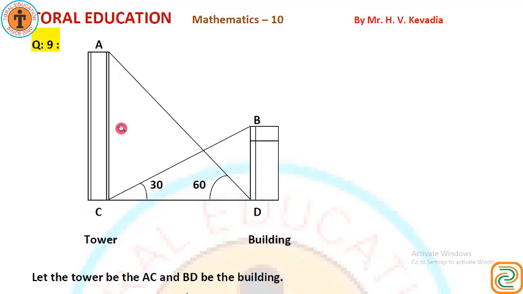Question number 9. The angle of elevation of the top of a building from the foot of the tower is 30, and the angle of elevation of the top of the tower from the foot of the building is 60. If the tower is 50 meter high, find the height of the building. Look, this is the tower and this one is the building. The angle of elevation from the foot of the tower to the top of the building is 30, and the angle of elevation from the foot of the building to the top of the tower is 60.